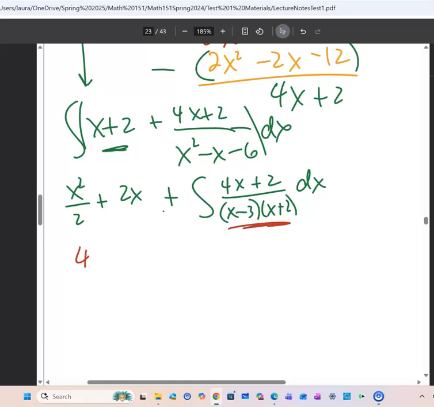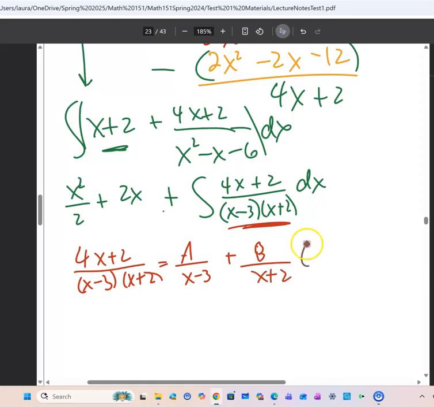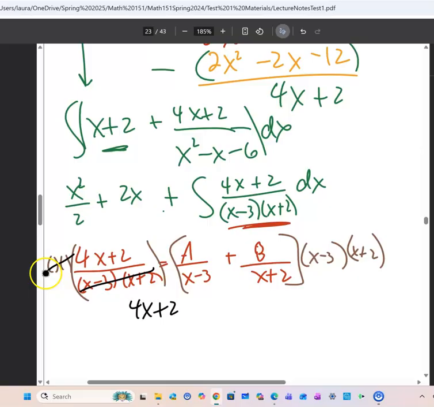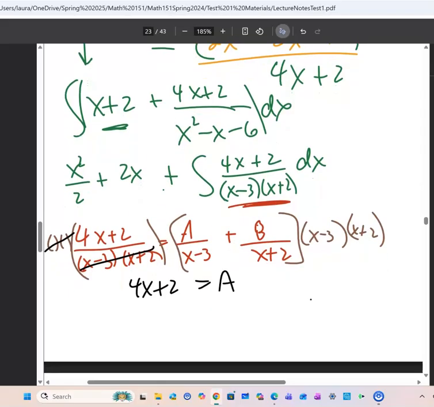So here we go with partial fractions just on this, right? So x minus 3, x plus 2: A over x minus 3 plus B over x plus 2. And I'm going to multiply both sides by x minus 3, x plus 2. You know that those are going to cancel, right? These will cancel here. So I get 4x plus 2 on the left-hand side. And on the right-hand side, I'll get A times x plus 2 plus B times x minus 3.